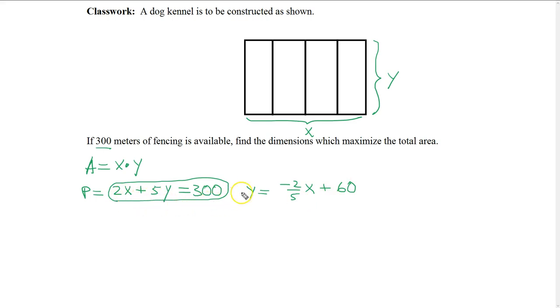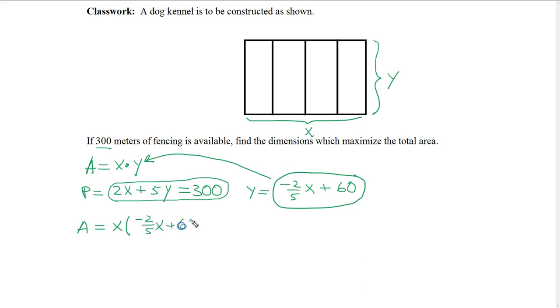Once again, just take the 2x over, becomes negative 2x, and divide everything by 5, that number right there. 300 over 5, remember, is 60. All right, now we're going to substitute this in place of that y right there, and we get our area equals x times y, and we'll write that as negative 2/5 x squared plus 60x.